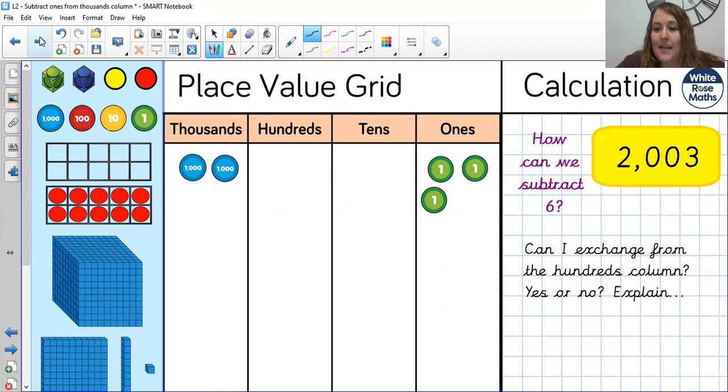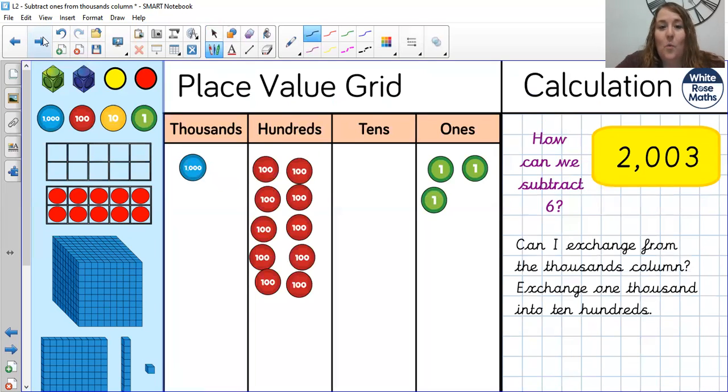Let's think about the next bit then. Can I exchange from the hundreds column? Yes or no? And explain. And again, unfortunately, that's a no. There are no hundreds at the moment. But from when we used our counters yesterday, hopefully you'll be seeing that what we're going to have to do is exchange even further. We're going to have to exchange from that thousands column.